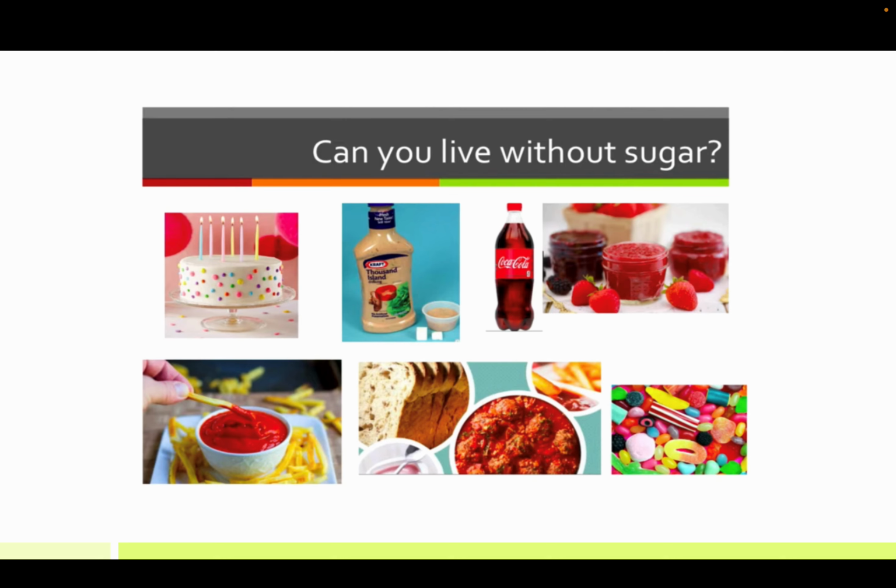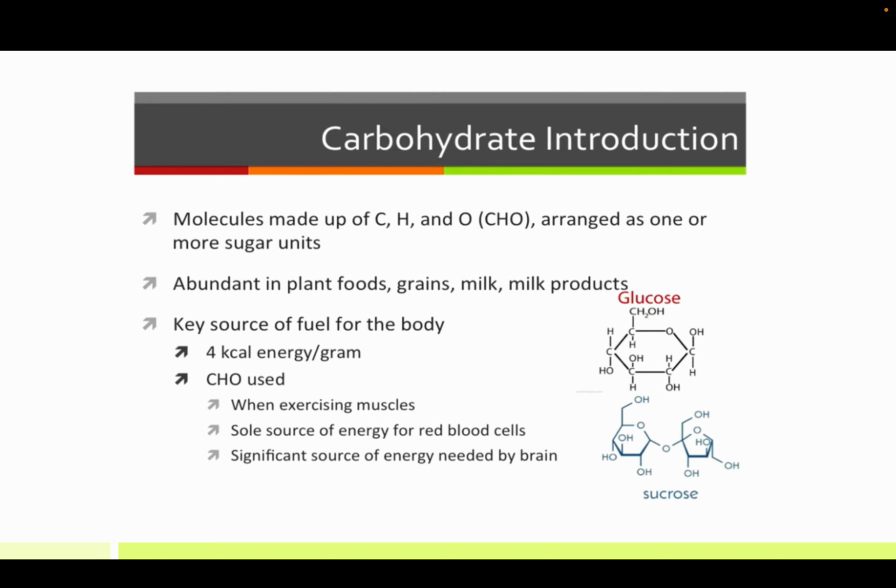Now, I feel certain that most of you are somewhat familiar with carbohydrates and their structures. Maybe you learned about that in high school, but let's quickly review. Carbs are molecules made up of carbon, hydrogen, and oxygen, which is why you may see them called by the acronym CHO. And these are arranged to form one or more sugar units, like glucose, as seen on this slide, which is just one sugar unit, and sucrose, which is made of two sugar units, glucose and fructose joined with a glycosidic bond. Carbohydrates are found in many plant foods such as fruits, grains, barley and brown rice, and also in milk and milk products like yogurt.